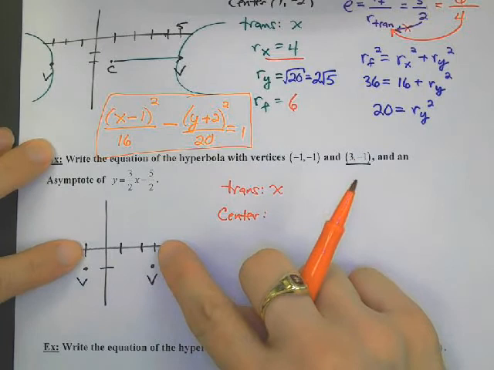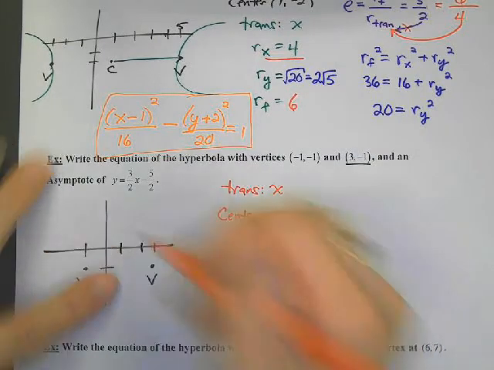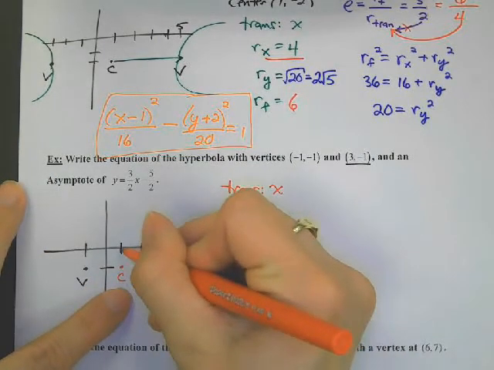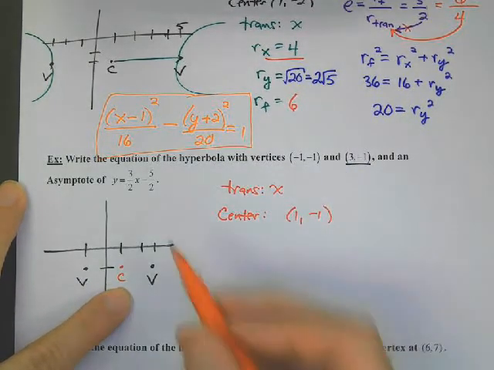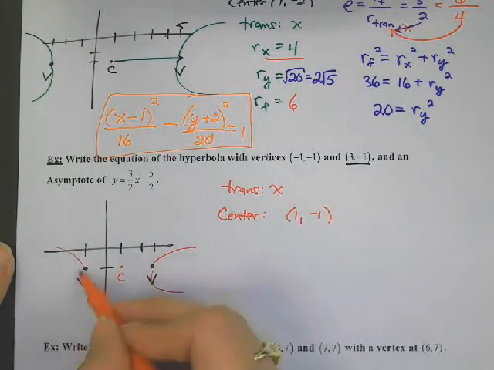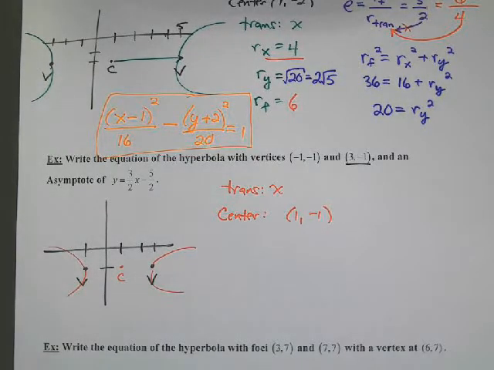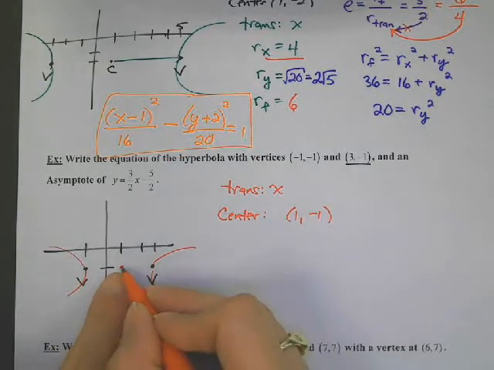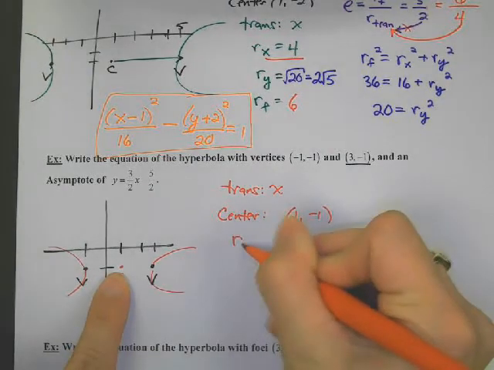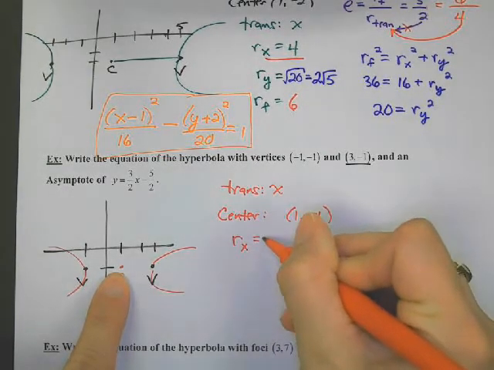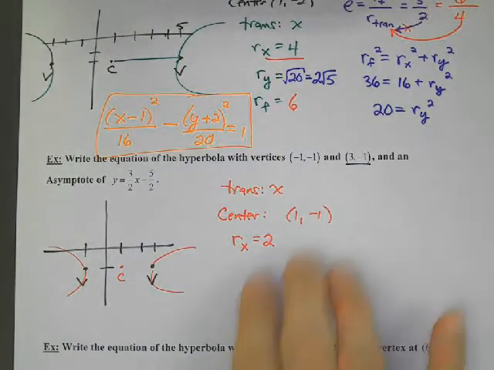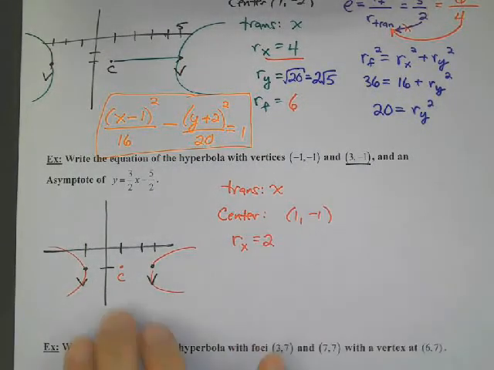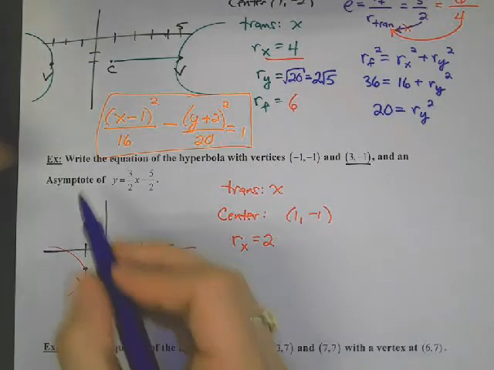How about the center? Let's see, we're just going to go 1 unit in, 1 unit. I think the center's right there. C for center, 1, -1. Okay, I know that the hyperbola is going like this. How about from center to vertex? How about r sub x? Can you tell me that? 2. Okay, we're getting there. I think that's everything that we could tell based off this picture. All right, let's go see what another clue is.